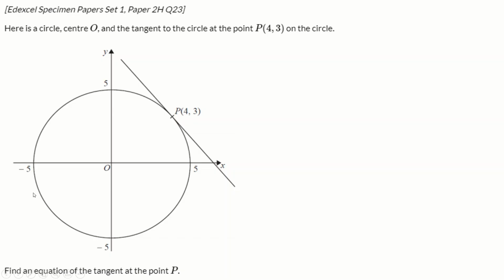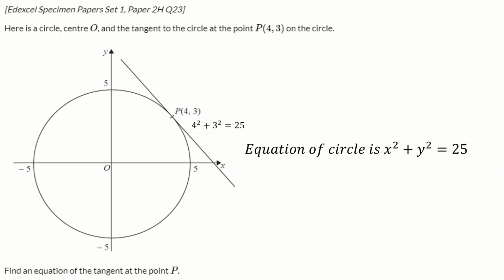What I need is I just need to jot down the equation of the circle. Now, this is the point (4, 3), so that's 4 squared plus 3 squared is 5 squared. So the equation of the circle is x squared plus y squared equals 25, so I can do that very quickly. And then to work out the equation of this tangent, all I need to do is, and this is going to look a bit weird, but I'm going to write it like this first.